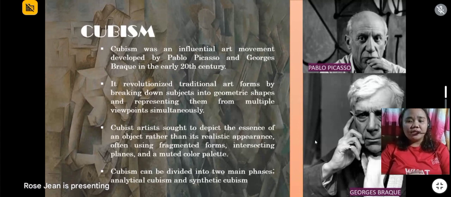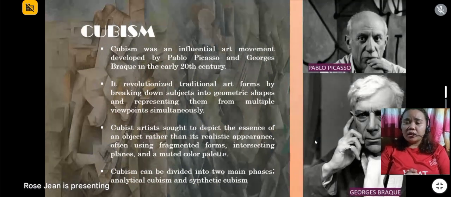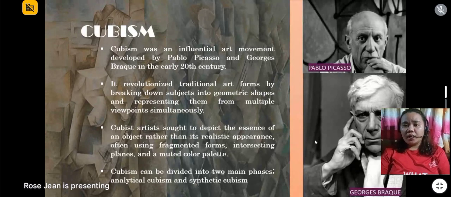The first is analytical cubism, and the other one is synthetic cubism. So the analytical cubism, developed between 1908 and 1912, focused on breaking down objects into geometric shapes and analyzing their basic forms and structures. Colors were often muted, and the focus was on creating a sense of depth and dimension through overlapping planes and perspective.